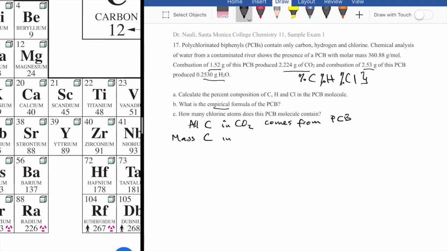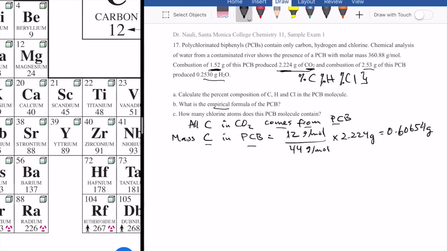To get the percent carbon, remember that all the carbon in CO2 comes from your PCB. So the mass of carbon in the PCB is calculated by taking the mass fraction of carbon in CO2, 12 grams per mole over 44 for CO2, multiplied by the 2.224 grams. That gives you the mass of the carbon in CO2, which is 0.6065 grams. Since all the carbon comes from the PCB, that's also the mass of carbon in the PCB. That's the mass of carbon you have in 1.52 grams of PCB.